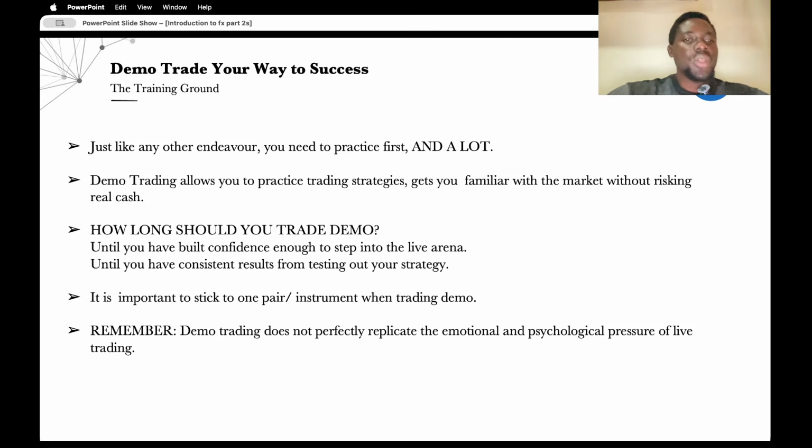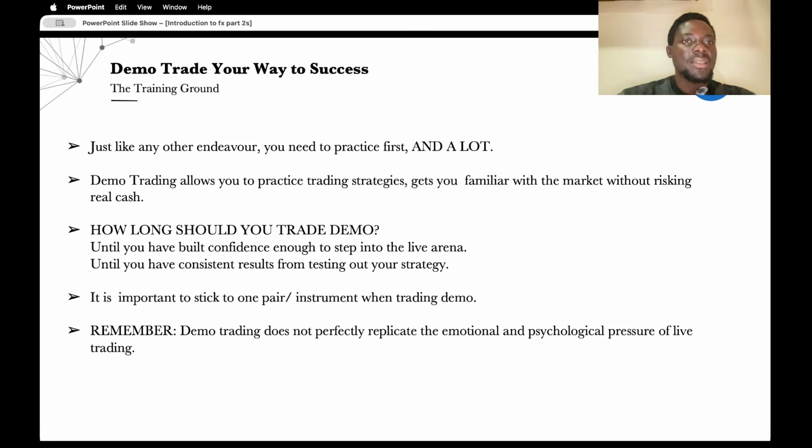Good. It is important to stick to one pair or one instrument when you are trading demo. The reason is that every market has its own market structure. They have the way they move, the way they respond to price, the way they allow economic events to affect them. So if you are demo trading and you are watching everything, gold, GBP, USD, euro, silver, copper, livestock, sugar, everything is going to confuse you.